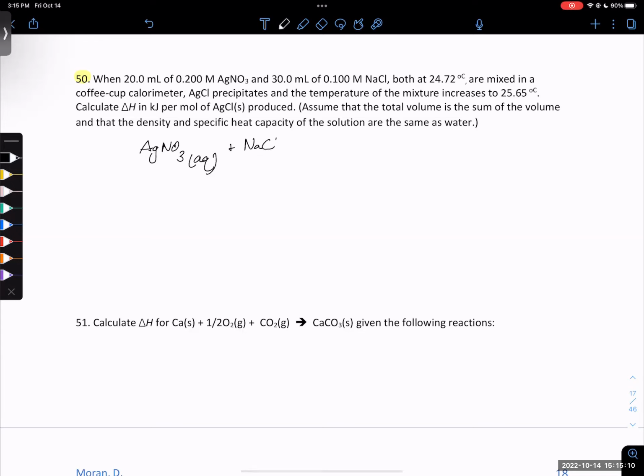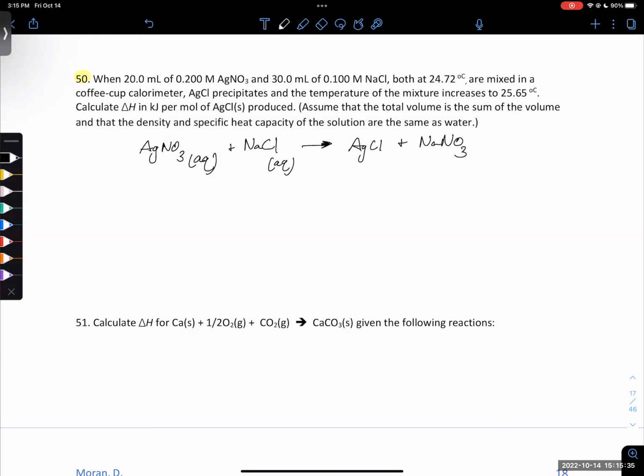And then we have our NaCl. That obviously is aqueous, because it's a strong electrolyte. And then what are your products? Silver chloride and sodium nitrate. Yep, those are exactly the products. It's already balanced.